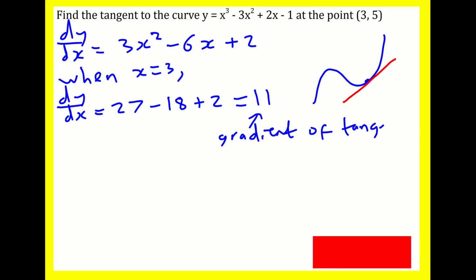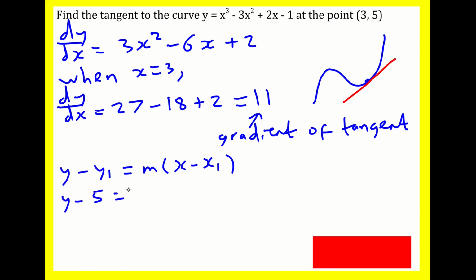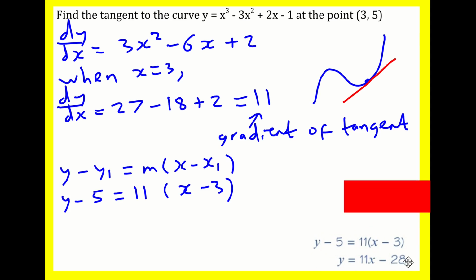This time I'm even given the y value already, so I can just substitute it in. y minus 5 equals 11 times (x minus 3). It's absolutely fine to leave the answer like that. I've got the equation. I don't have to simplify it anymore. You could rewrite it in the form y equals mx plus c like this if you wanted.